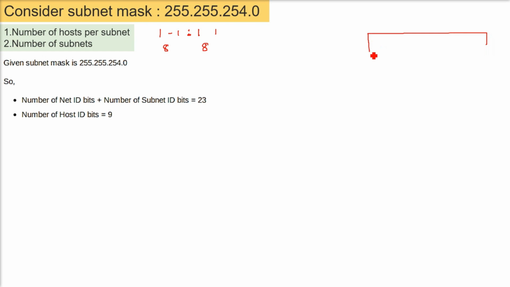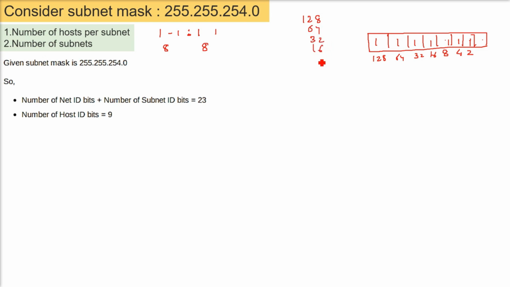Again the same thing we'll do. We'll make a box. We know the weight or value of each box, and we'll see how many of these values will add to 254. And all these values, the places will be assigned 1, others will be 0. So 1 1 1 1 1 1 1, all of these, only 1 we have left, because 2 plus 4 plus 8 plus 16 plus 32 plus 64 plus 128 will give you 254. If you add them, you will get 254.